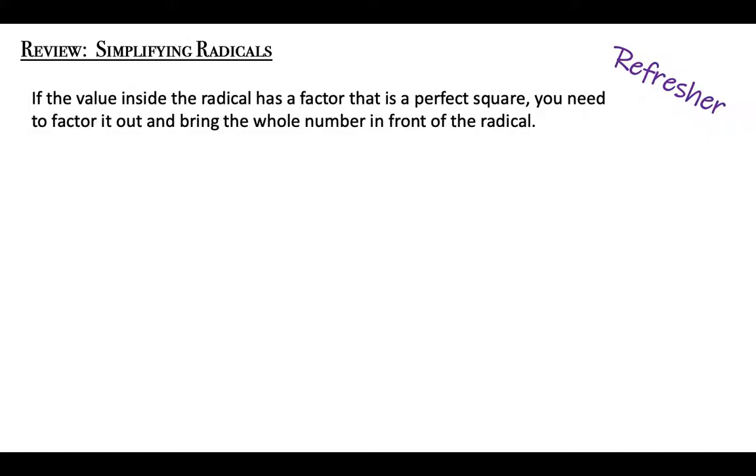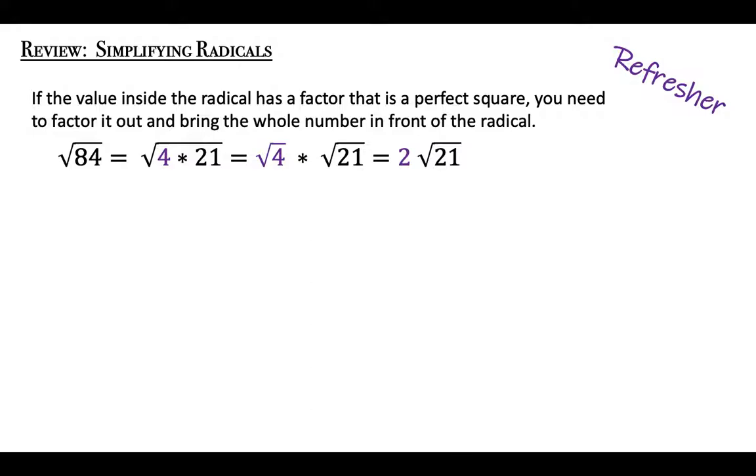Remember that if the value inside of a radical, or inside of a square root sign, has a factor that's a perfect square, then you need to factor out that perfect square and bring the whole number out in front of the radical. So what does that look like? All right, so let's look at this, the square root of 84. The square root of 84 is equal to the square root of 4 times 21, because 4 times 21 is 84. 4 is a perfect square.